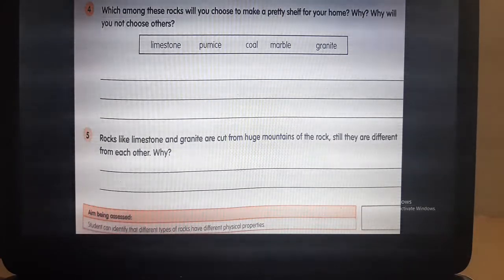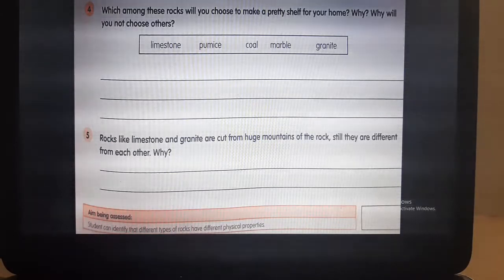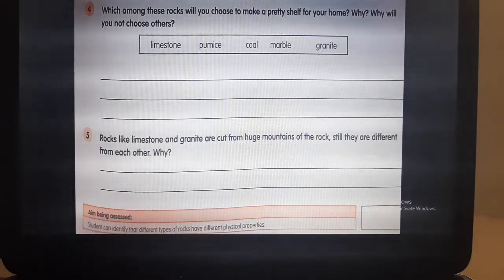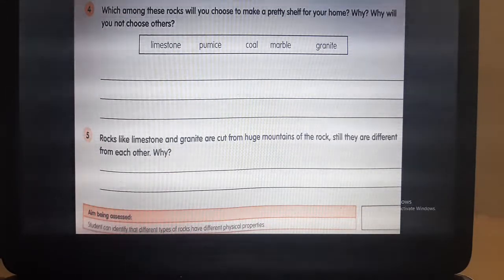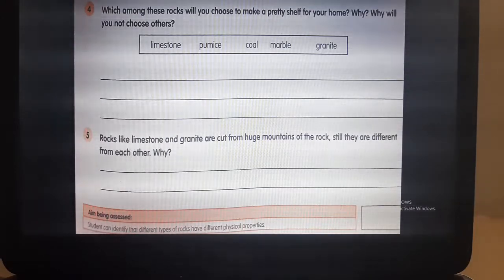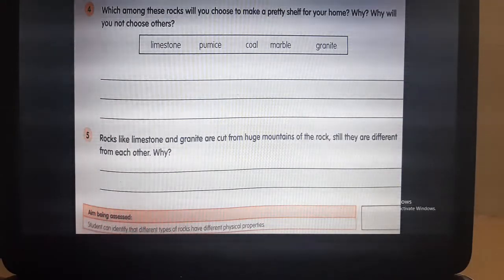Next question. Which among these rocks will you choose to make a pretty shelf for your home? Why, and why will you not choose others? Here some names of rocks are given, and you can choose one to make a pretty shelf for your home. You can choose either granite or marble, because they are very smooth and shiny in structure.